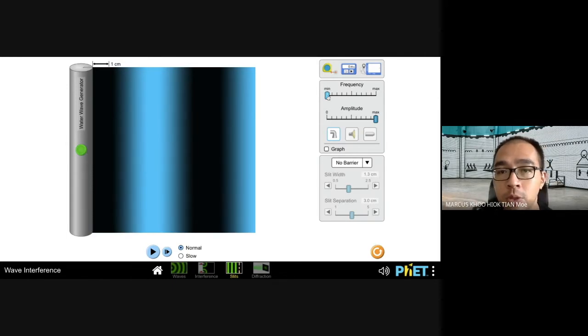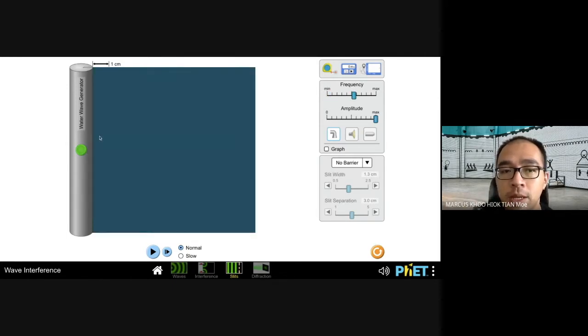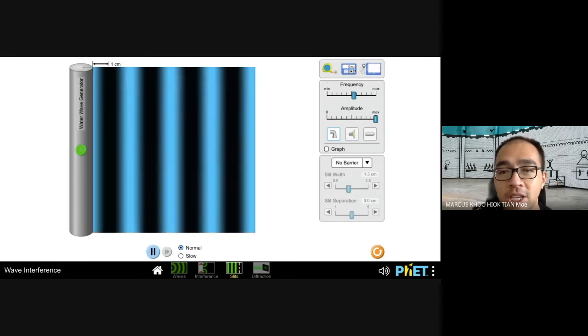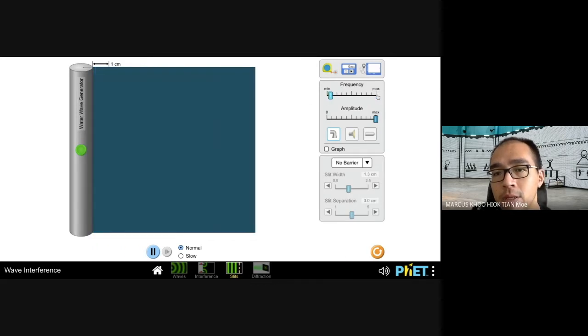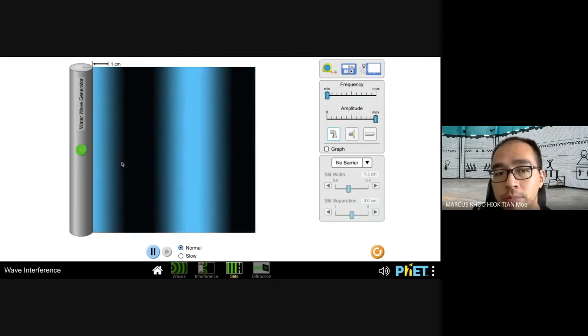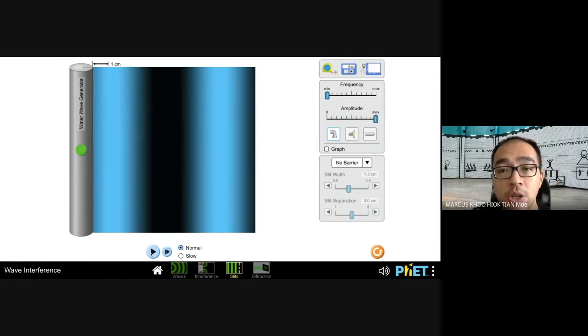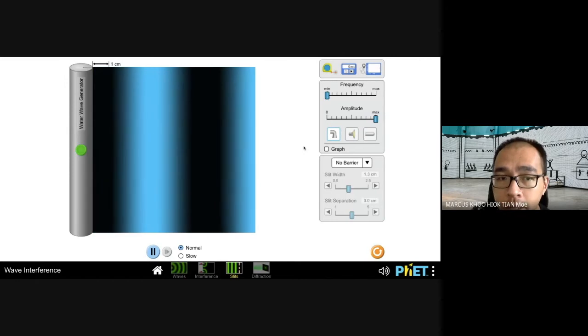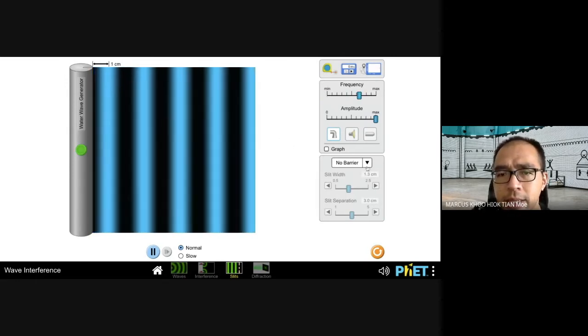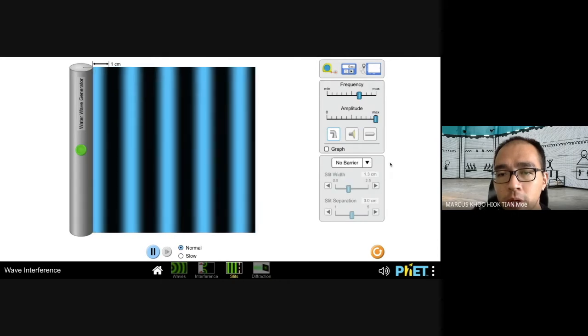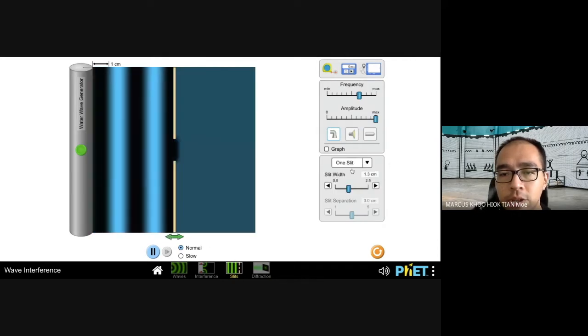As opposed to if I change the frequency to become much bigger, the bigger frequency will give you a smaller wavelength, and the smaller frequency will give you a bigger wavelength. That's how you change the wavelength in this particular simulation. Let me reset this. If you want, you can also explore. Sorry, you need to have one slit.